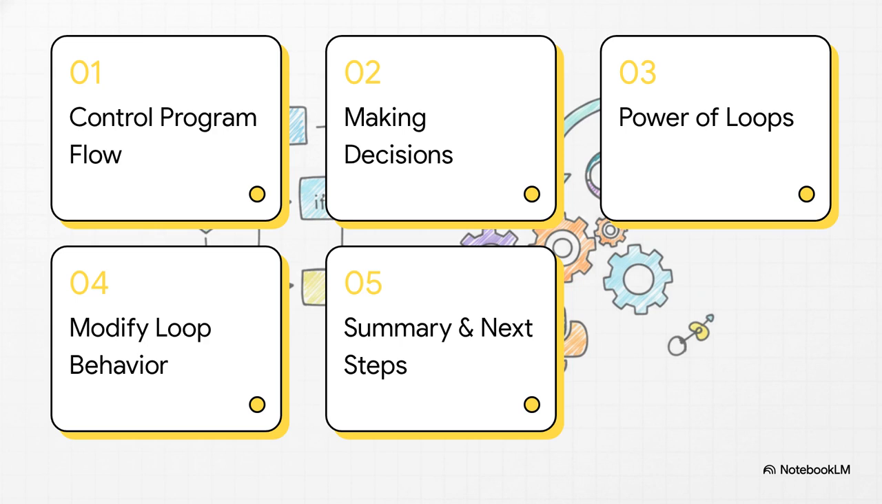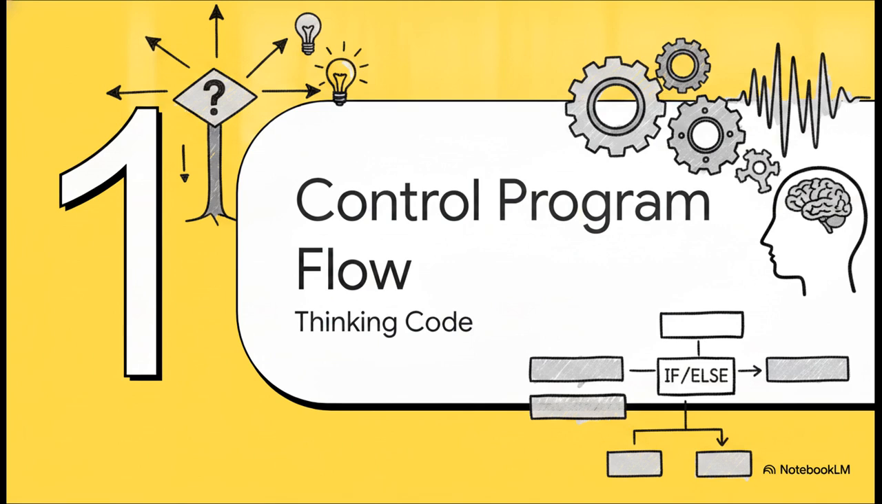So here's our agenda for today. We're covering controlling program flow, making decisions in Python, the power of loops, and modifying loop behavior before wrapping up with a quick summary and next steps. All right, let's kick things off with Section 1, Controlling Program Flow.